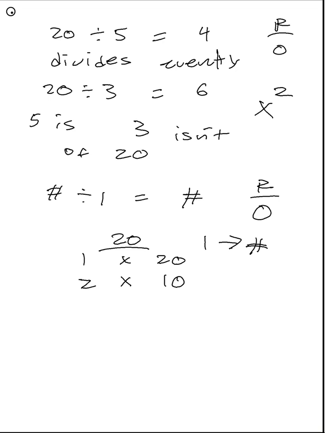Now, is 3 a factor of 20? We saw that doesn't work. So we just skip it. Now, is 4 a factor of 20? Yes, it is. It gives us 5 with the remainder 0. Now look at this. You would notice that 5 is also a factor of 20. And by dividing it, you get 4.